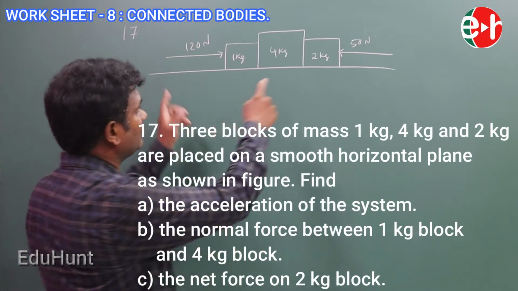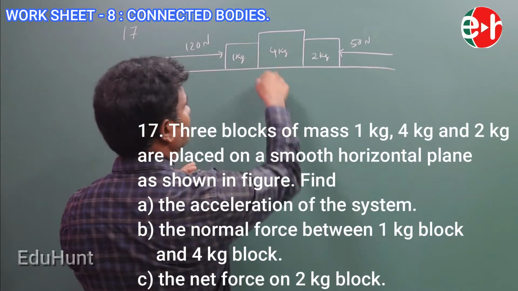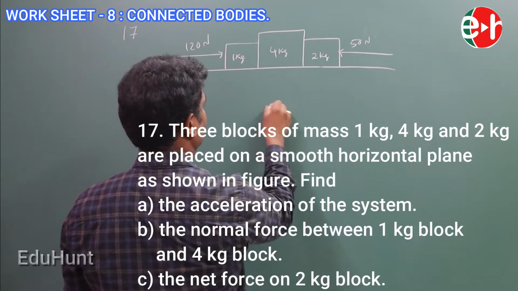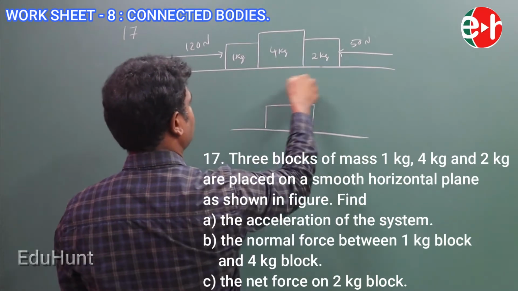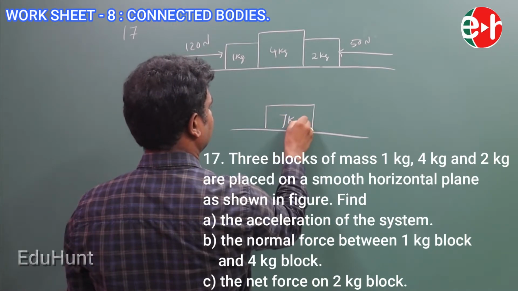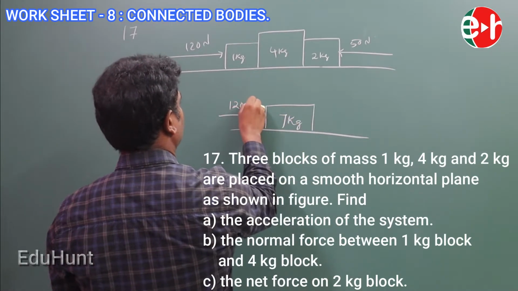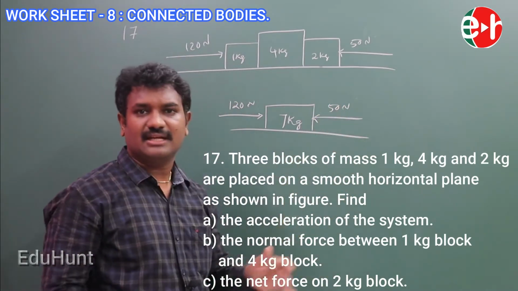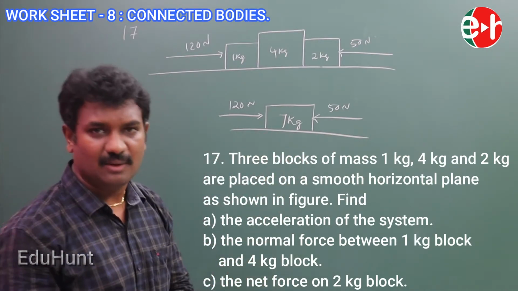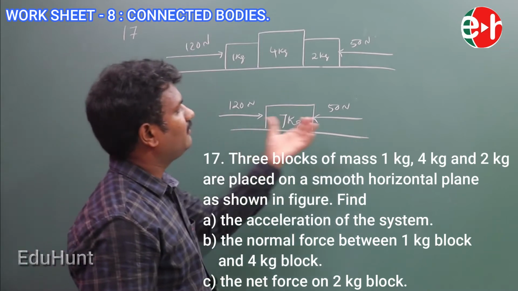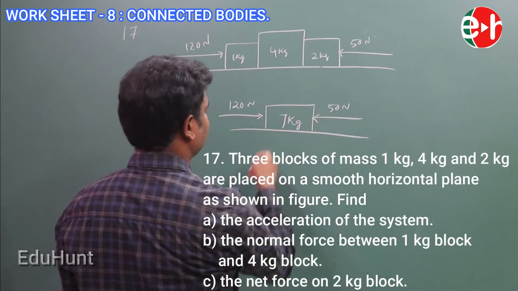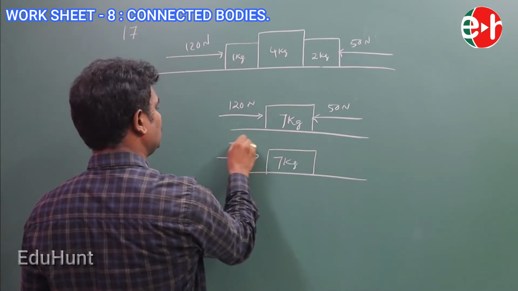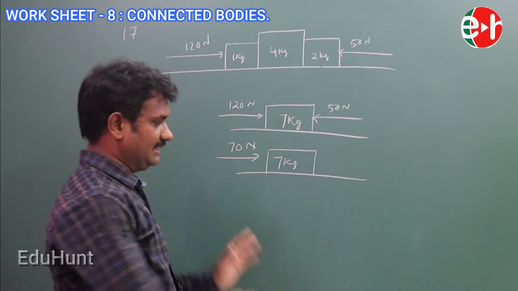So for these 2 forces, these 3 blocks act as a single block of mass 1 plus 4 plus 2, that is 7 kg. In this direction 120 newtons of force is acting, and in this direction 50 newtons of force is acting. As the 2 forces are in opposite directions, the resultant force is given by 120 minus 50, that is equal to 70. So on this 7 kg block, 70 newtons of force is acting towards the right.